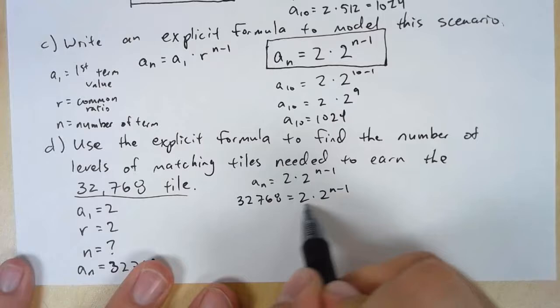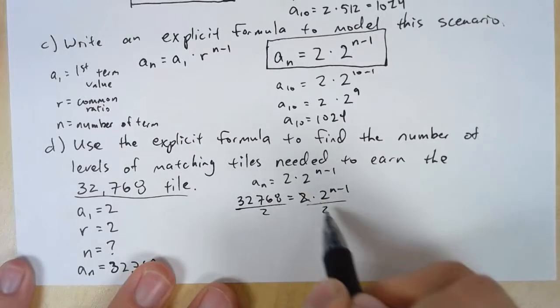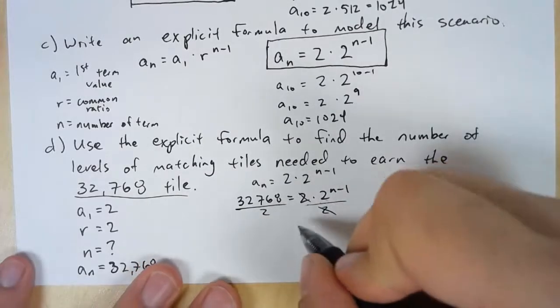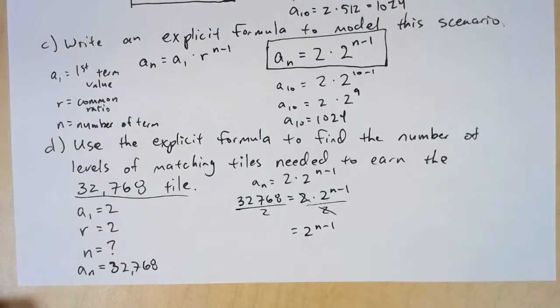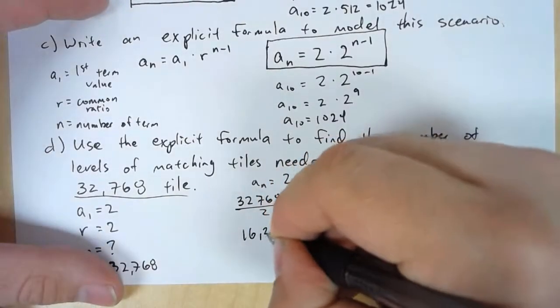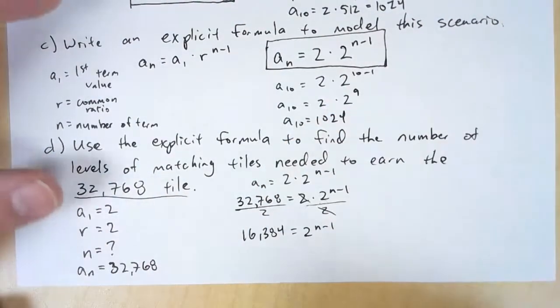So this is 2 times stuff, so let's divide both sides by 2. We're going to cancel this 2 out. We can't cancel the one that has the exponent. So we're left with 2 to the n minus 1 power. So then 32,768 divided by 2 is 16,384. Oops, forgot my comma.